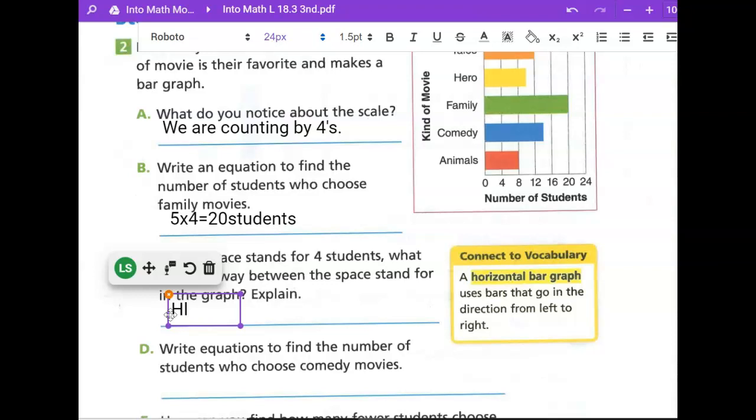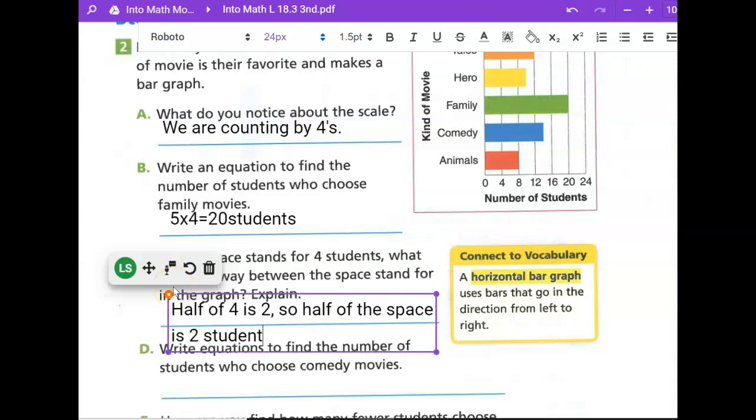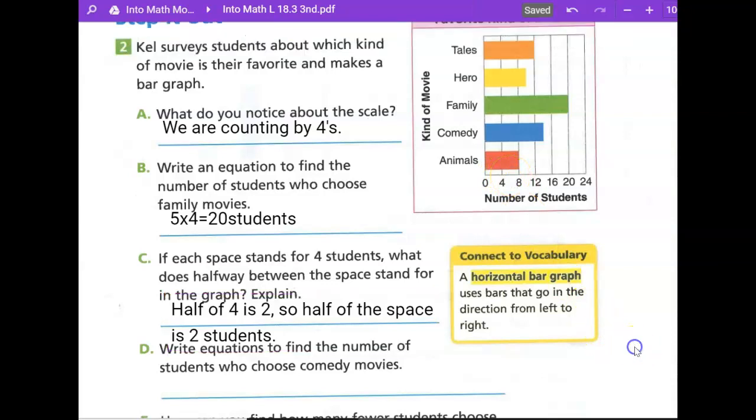Half of 4 is 2. So half of the space is 2 students. Okay, so it's just like we talked about. Each space is 4, so if we can only go halfway, we can only go to 2.